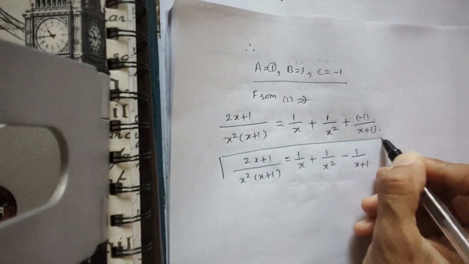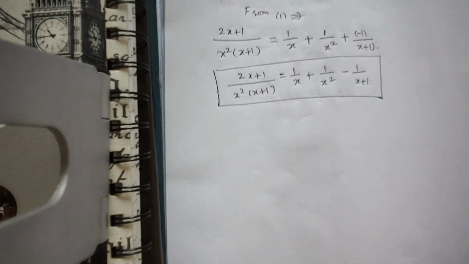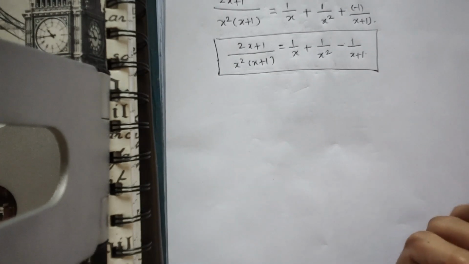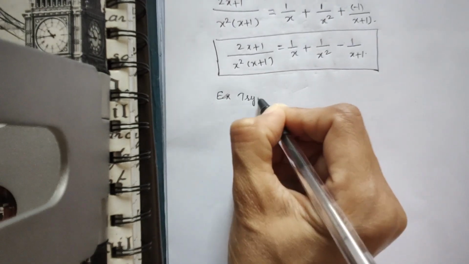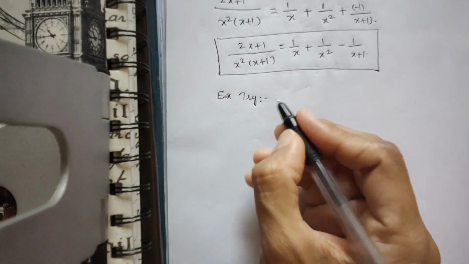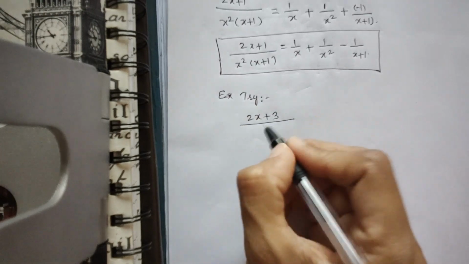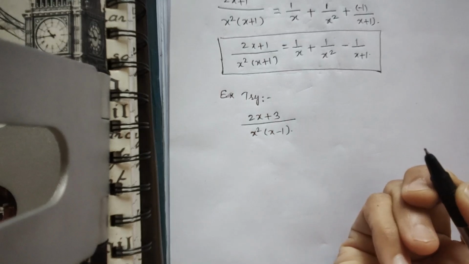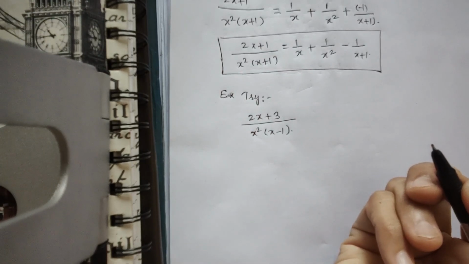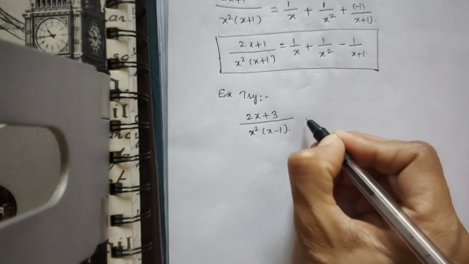I hope you understand these steps, the tricks and the things. It's not very difficult, but you just need to practice more. So just try to solve this example. Hope you will be able to solve it. Resolve into partial fractions: this is x square into x minus 1. Just try to solve it.